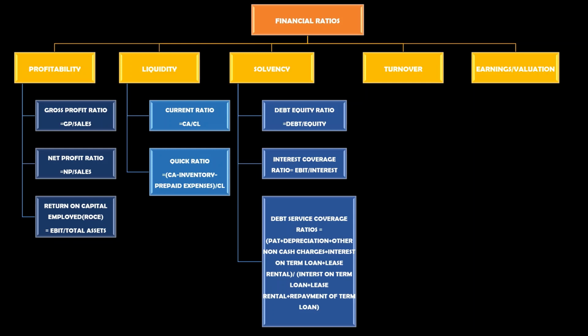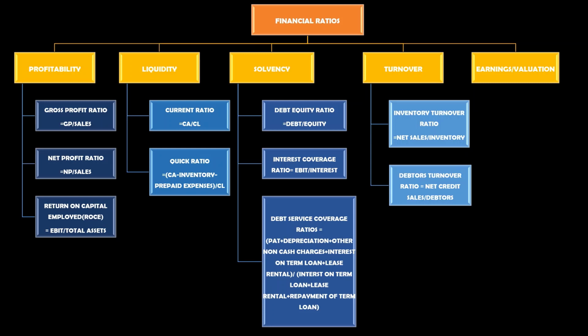Turnover ratios, also referred to as activity ratios or asset management ratios, measure how efficiently the assets are employed by a firm. These ratios reflect the relationship between the level of activity represented by sales or cost of goods sold and the levels of various assets. The important turnover ratios are inventory turnover, debtors turnover, and fixed assets turnover ratios.